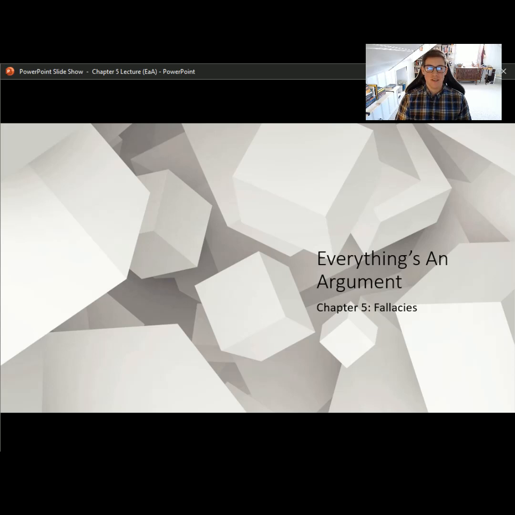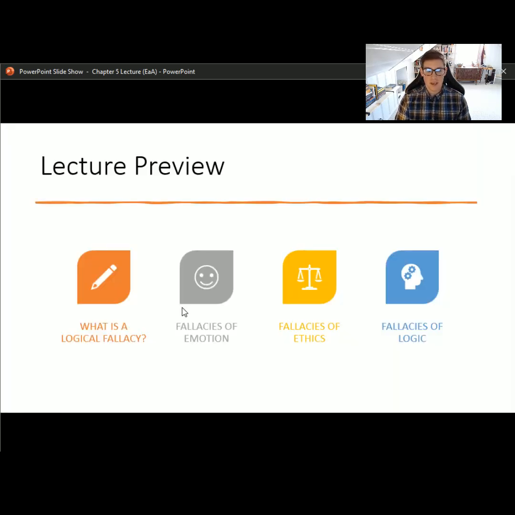Logical fallacies are a very interesting and kind of fun way to go about thinking about arguments in a variety of different ways. Today we're going to address a few things. Number one, what is a logical fallacy? So we'll define it and briefly discuss. We'll talk about the three different categories of fallacies, which are fallacies of emotion, fallacies of ethics, fallacies of logic.